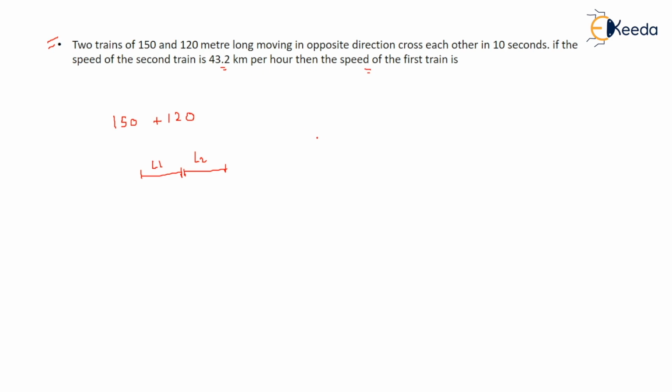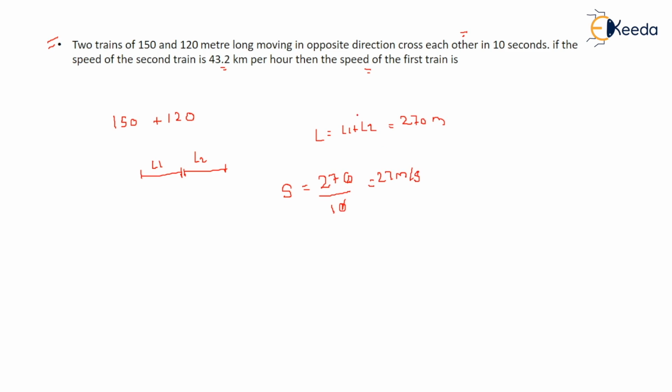So you simply know that total length will be L1 plus L2. This is equivalent to 270 meter, right? Apart from that, you know the time in which it crosses, right? You know the speed of one train, but you are unaware of the speed of the other train, right? So the total speed will be 270 meter, the length it needs to cover, in how many seconds it is covering? 10 seconds. This comes out to be 27 meter per second.